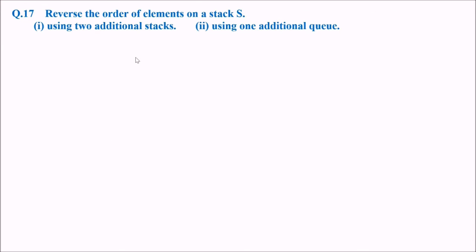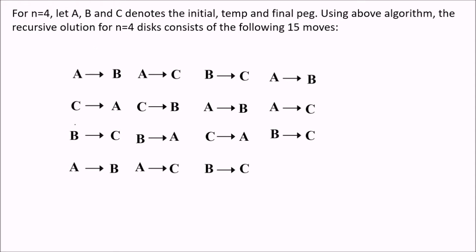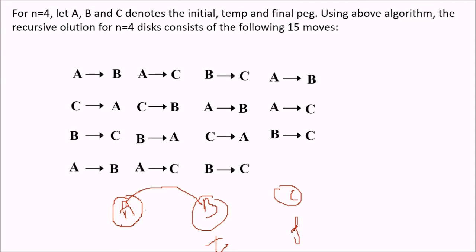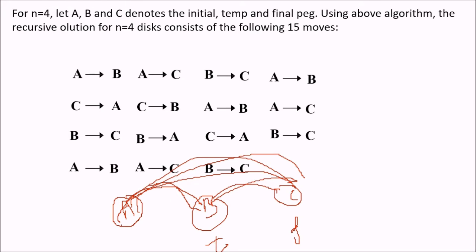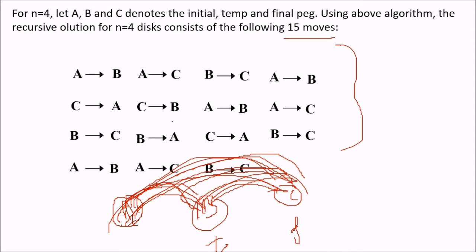So let us see. If we have say n equal to 4 and A, B, C, A is our initial, then we have B as temp, and final, this is C, that is final. So first A to B, then A to C, then B to C, and A to B. A to B, sorry. Then C to A, C to B, then A to B, and A to C. Again B to C, B to A, C to A, B to C, then A to B, A to C, and B to C. So there will be 15 moves. As you see, these are 15 moves.